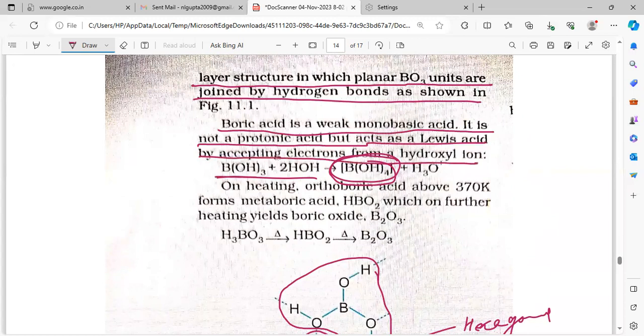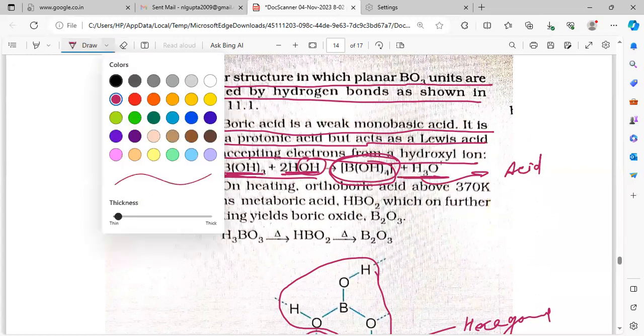So this is boric acid. It is accepting the electron from the OH group, accepting and releasing the H3O plus. So it is acting as a what? That is a Lewis acid. Always keep in mind this point. This is a very, very important point.